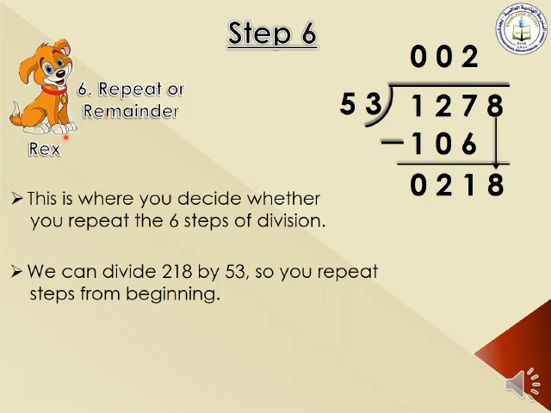Your cute Rex is going to do step 6. That is repeat or remainder. In this step, you decide whether to repeat the 6 steps of division. Whenever we bring down a digit, you have to repeat the steps from the beginning.